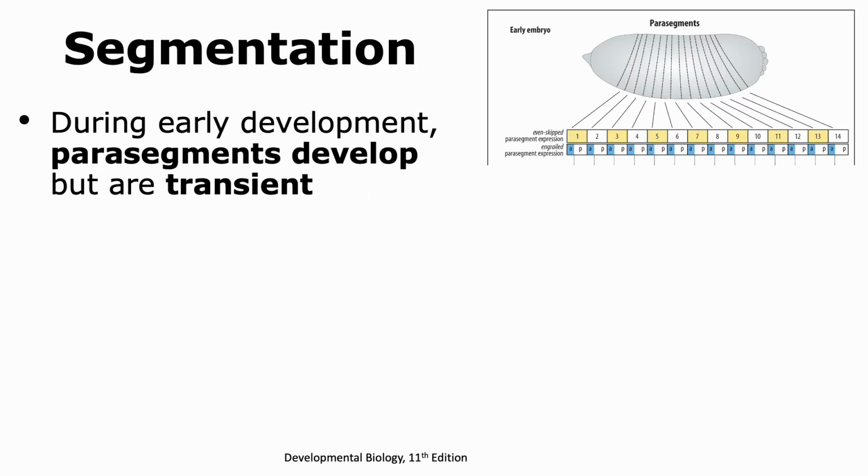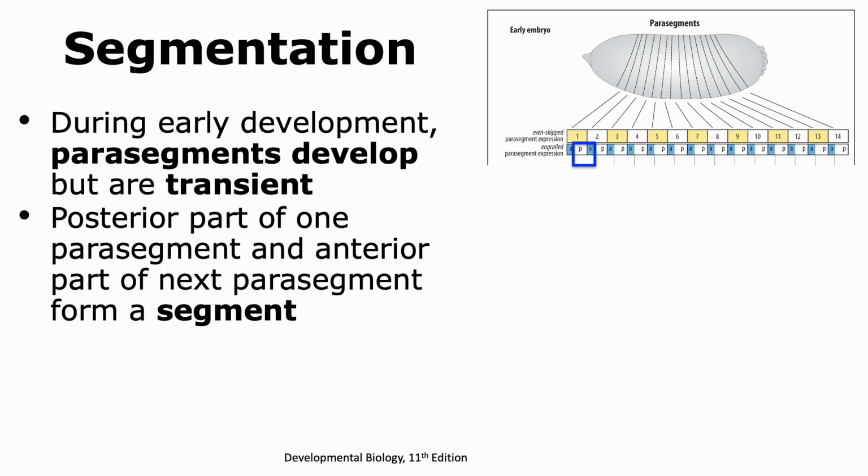During gastrulation, which are the early stages of development, parasegments are formed in the developing embryo, but these parasegments are transient. There are 14 parasegments that are formed, and these parasegments can give rise to segments. The way the segments are formed is that the posterior part of one parasegment and the anterior part of the next parasegment will fuse to form a segment.